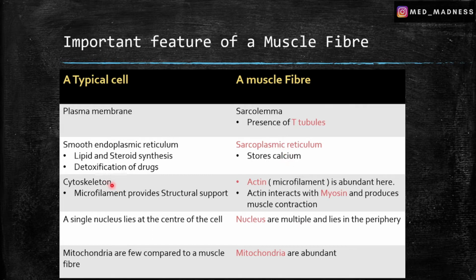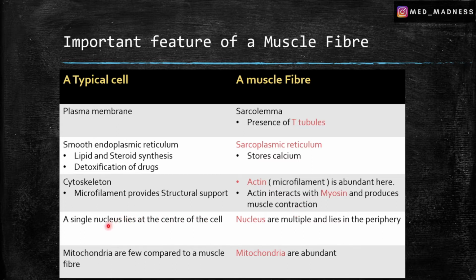Number 3 is the cytoskeleton. We already discussed in the previous chapters that the microfilament provides structural support. Here the microfilament, that is the actin, is abundant, and it interacts with myosin and produces the muscle contraction.